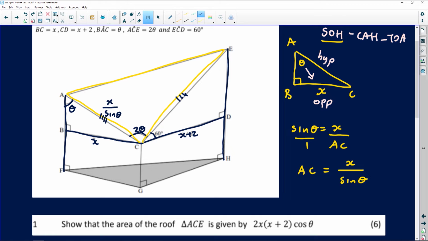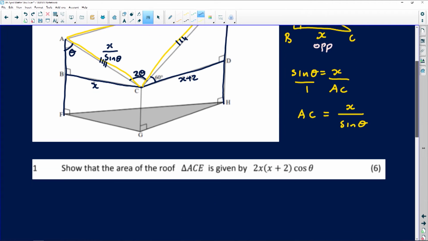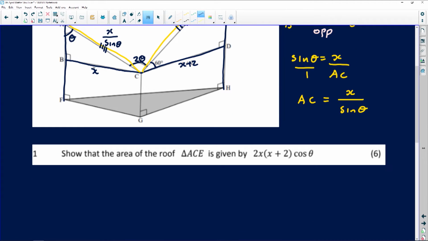Now I'm going to go to the second part, the other triangle on the far right, triangle ECD. I'm going to do the same thing to try and find the length of EC. So if you allow me to isolate that triangle ECD on its own and zoom in on it, it looks like this. It's got 60 degrees here. We are given x plus 2 here at the bottom. It has C here, it has D here, and it's got E at the top.